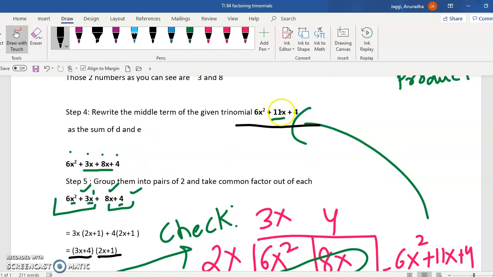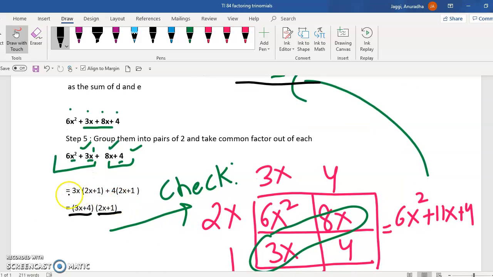Once you get those two numbers, you split the middle term as the sum of those two numbers, and after that, it becomes a polynomial of 4 terms. Make pairs of 2 each, and take the greatest common factor out from each pair. 3 goes into both 6 and 3, so you take that out. Between x squared and x, the smaller one is x, so take x out, and then you make the remaining factor so that when you multiply 3x with 2x, you get 6x squared. When you multiply 3x with 1, you get 3x. So that is how you fill in this one.